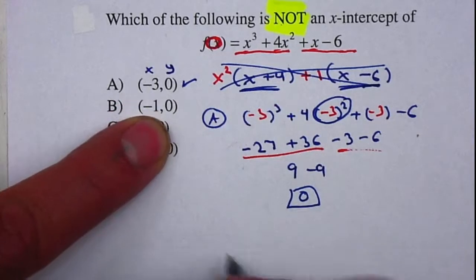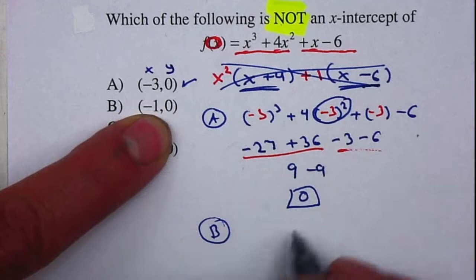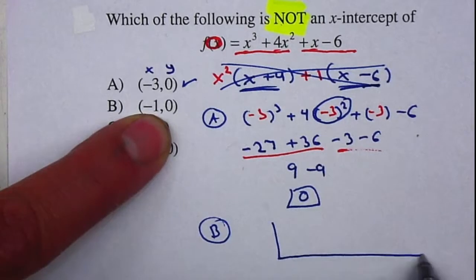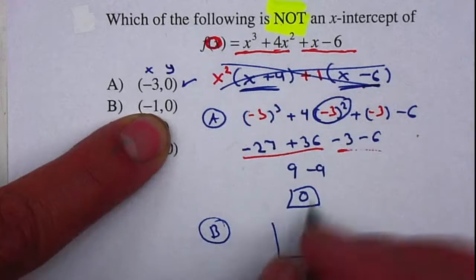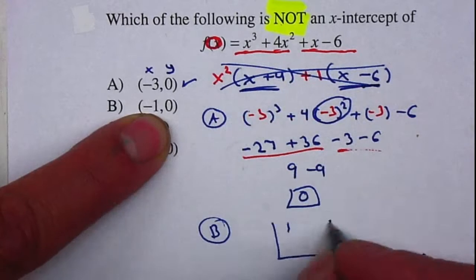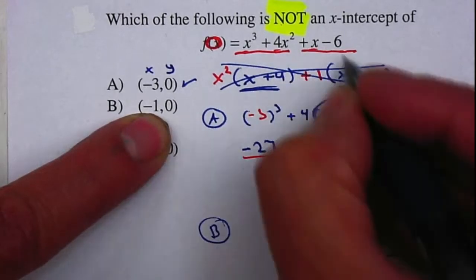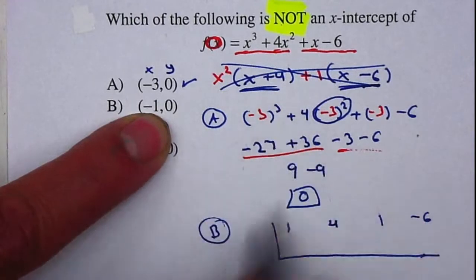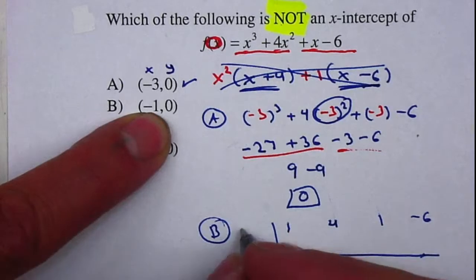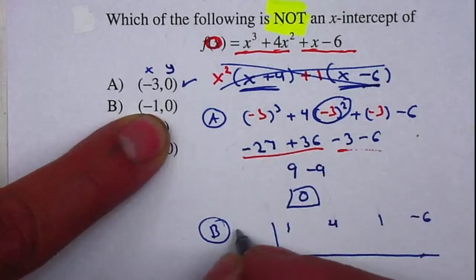Now, another way of doing it: you can plug each one of them in, or we can also use synthetic substitution and see if it gives us 0. Notice that I'm not missing any exponents, so it'll be 1, 4, 1, negative 6. Now remember, if you want to plug each one of them in, you can. If you want to use synthetic substitution every single time, you can as well. So therefore, in this case, x equals negative 1.